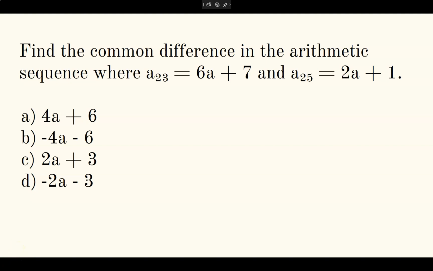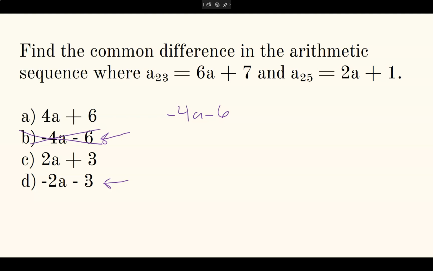All right, let's talk about it. I bet you either answered B or you answered D. I bet you it was one of those. Let's look at the difference. How did 6a become 2a? We went down 4. Good. How did 7 become 1? We went down 6. But this is not the answer. How come?